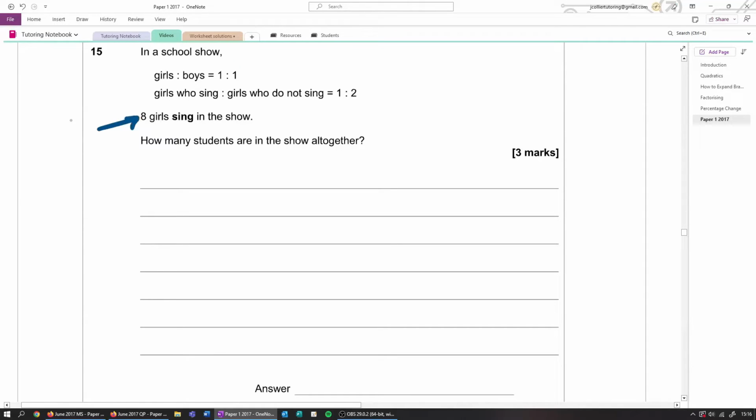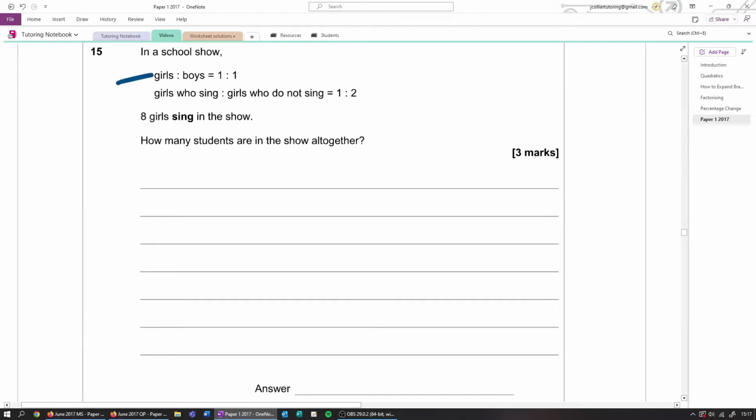Now, they have to give us this bit of data because these ratios by themselves don't mean anything. They can't tell us how many people there are, because we know the ratio of 2 to 4, for instance, is equal to the ratio of 1 to 2. It's just a representation of how something is shared. It doesn't tell us how much is originally shared. It just tells us how it's shared. But as soon as you involve a bit of data, then it becomes specific and we can find out exactly who's in what category. So, 8 girls sing in the show.